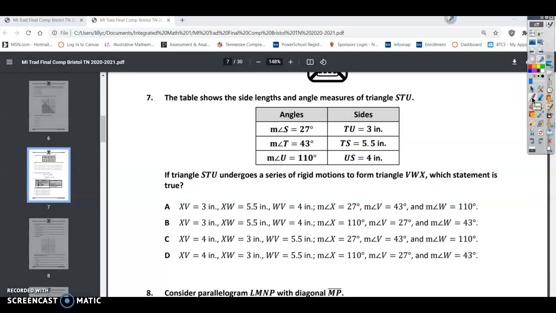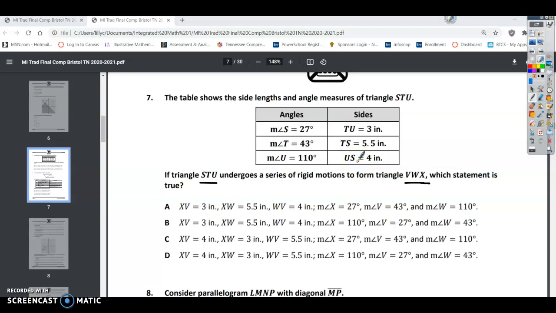All right, this is your Math 1 final benchmark, number 7. The table shows the side lengths and angle measures of triangle STU. If triangle STU undergoes a series of rigid motions to form triangle VWX, which statement is true? All right, so it gives us angle measures and it gives us side lengths.